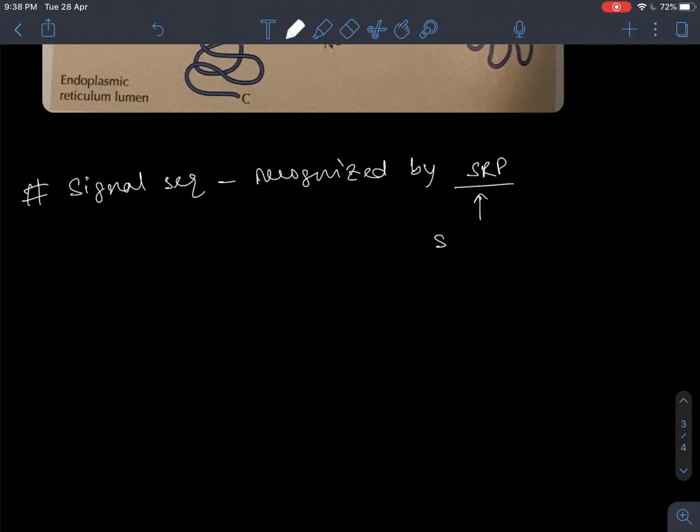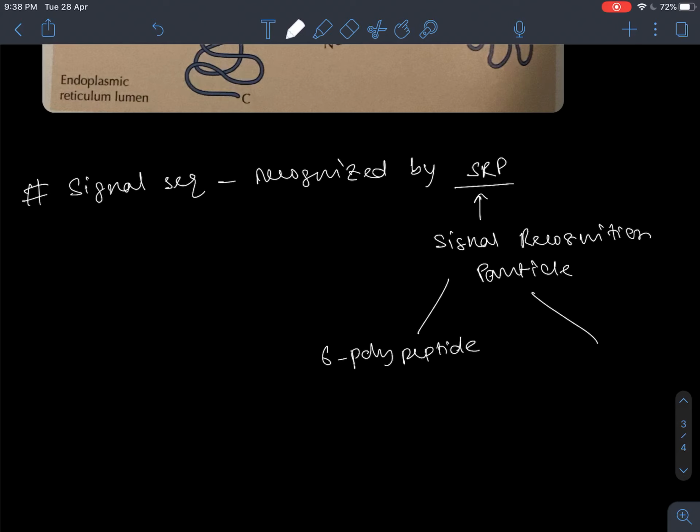Before starting, I have to consider some facts. The signal sequence is recognized by SRP. This SRP is the signal recognition particle, and it contains 6 polypeptide chains and a small RNA that is called SRP RNA.